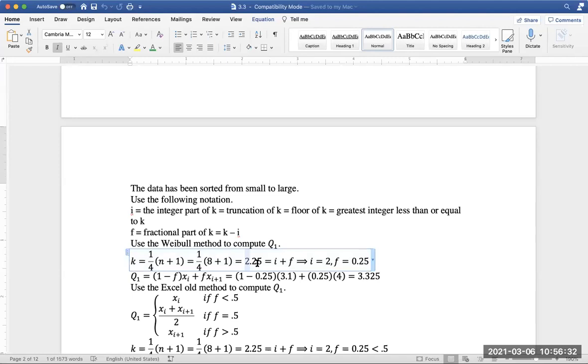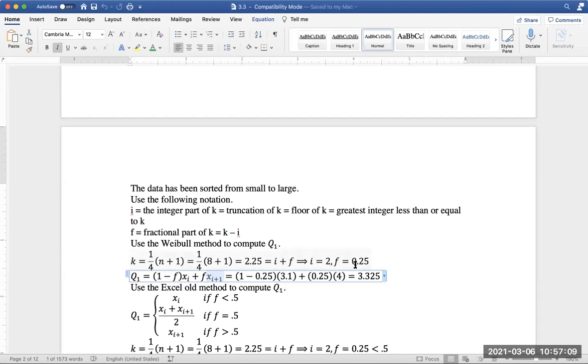So the integer part of this number was 2. And the part that only involves the decimal, the fractional part, is 0.25. To find the first quartile using the Weibull method, we will use the following formula. It is the number in the ith position, i here being the integer part, times the complement of the fractional part, so 1 minus f, plus the fractional part f, times the number in the i plus first position.